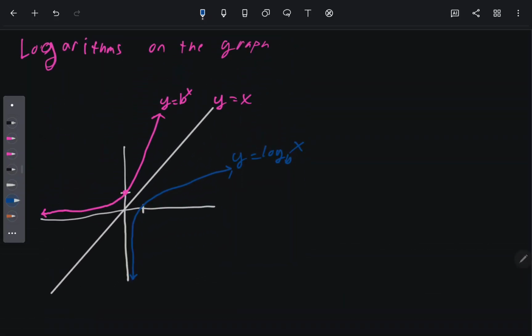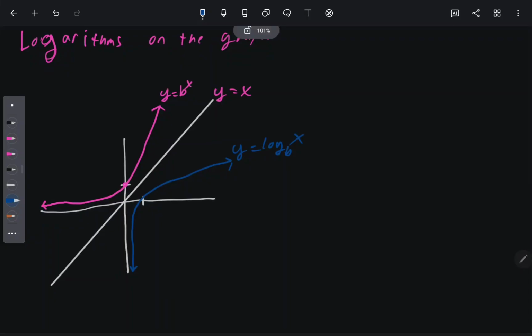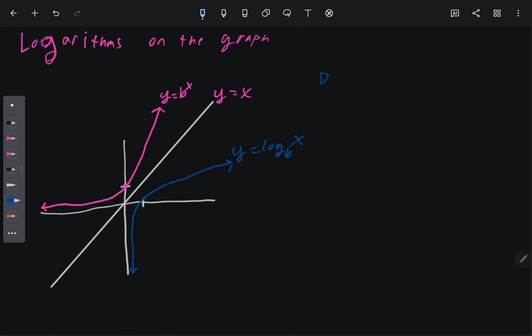In fact, their domains are perfectly swapped. The domain, or I'll do this domain in pink because it is pink. So the domain for y is equal to b to the x is all real numbers. And its range is going to be 0 to infinity, not including either.